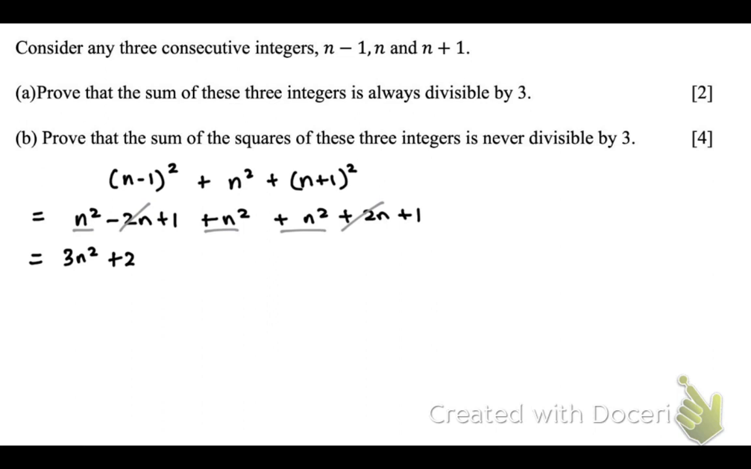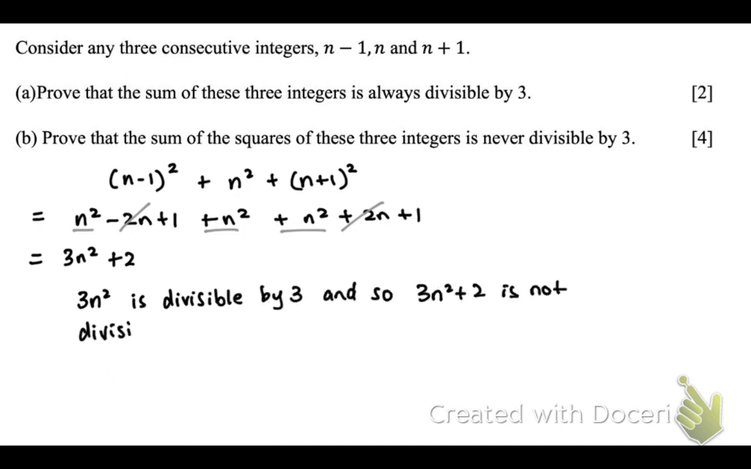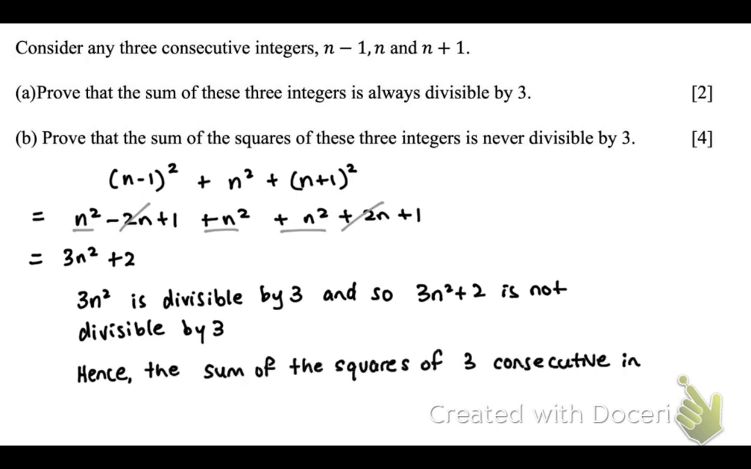Now at this stage, you can either explain in words or show an algebraic proof. We know 3n squared is divisible by 3, which means that 3n squared plus 2 is not divisible by 3. It's important to give a reasoning here. And then, of course, we have our concluding sentence. The sum of the squares of the three consecutive integers is never divisible by 3.